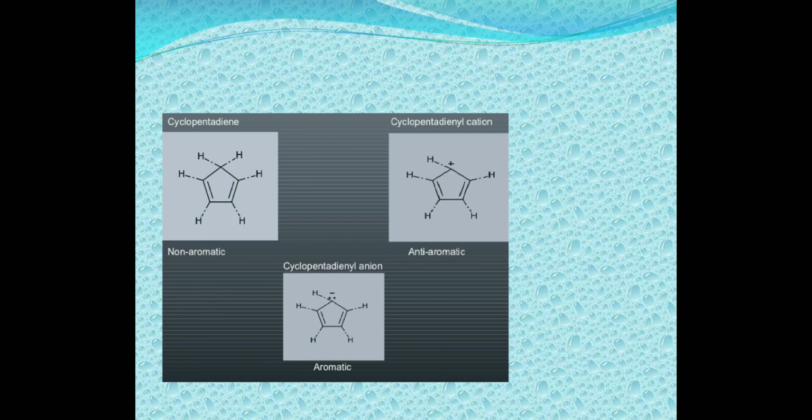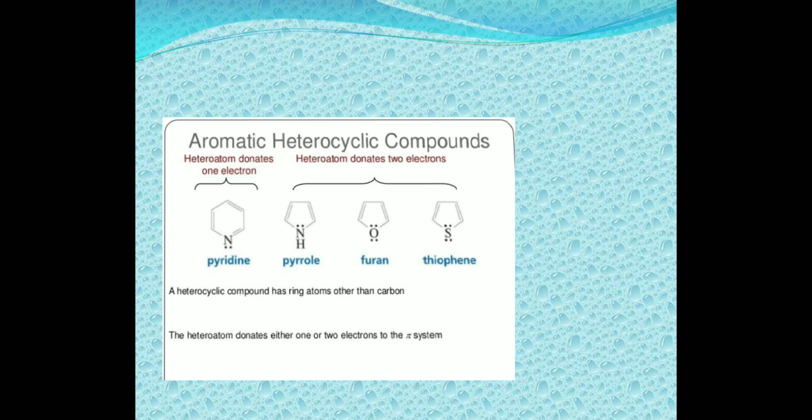If we compare the stability of these 3, the cyclopentadienyl anion, being aromatic, is the most stable, and the cyclopentadienyl cation, being anti-aromatic, is the least stable. In this slide, there are some aromatic heterocyclic compounds. Heterocyclic compounds may or may not be aromatic, but in this slide, pyridine, pyrrole, furan, and thiophene, all these 4 compounds are aromatic in nature. Thank you.